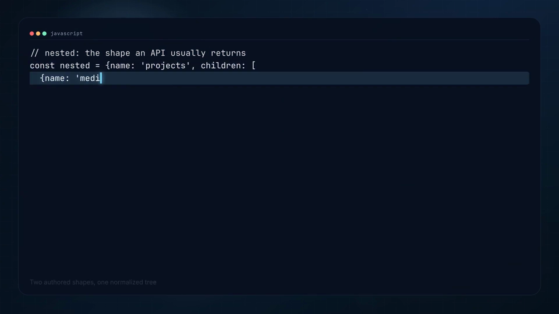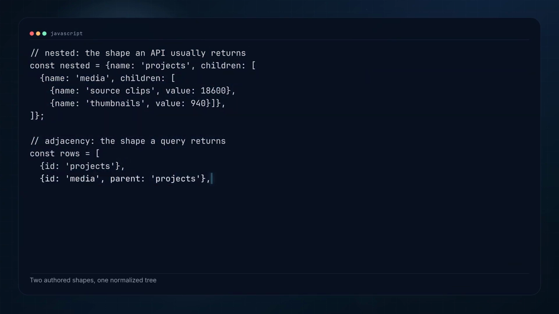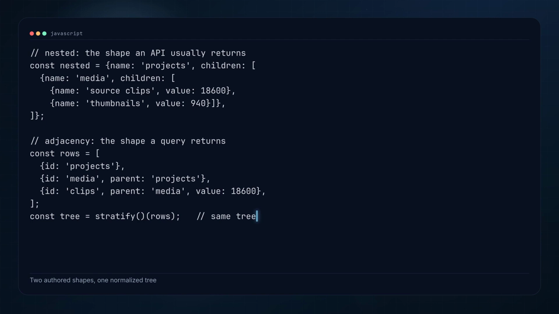Hierarchical data arrives in one of 2 shapes. The first is nested, a root object with a children array and values on the ends. That is what a well-behaved interface returns, and the layout consumes it directly. The second is an adjacency list, a flat table where every row carries its own identifier and its parent's. That is what a database query returns, and it is the shape of every organization chart. Neither is better. Both must become the same tree before any coordinate is computed.